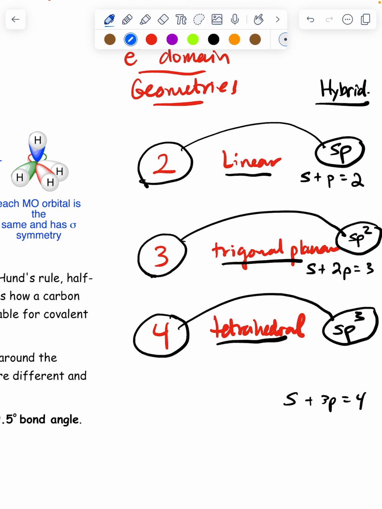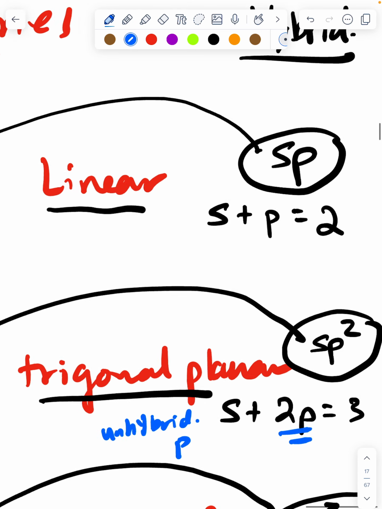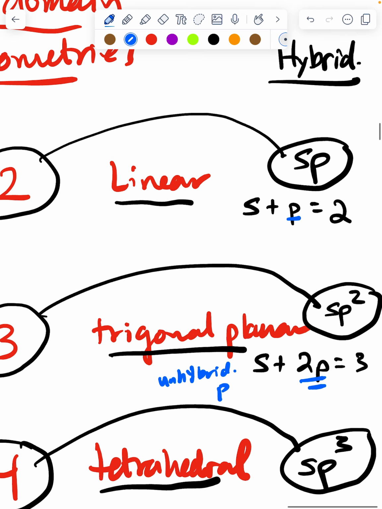You might be wondering, okay, well, if we use 2 of the p orbitals, where is the other p orbital? The other p orbital is remaining behind as a normal p orbital. We would call it an unhybridized p orbital. And in the sp hybridization, because we only use 1 p orbital in the hybrid orbitals, that means there are 2 unhybridized p orbitals that are left behind.